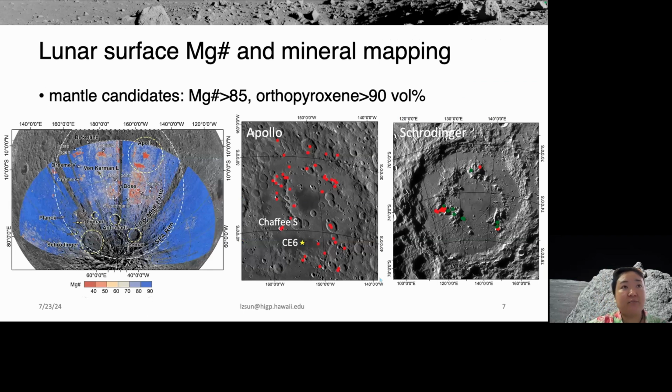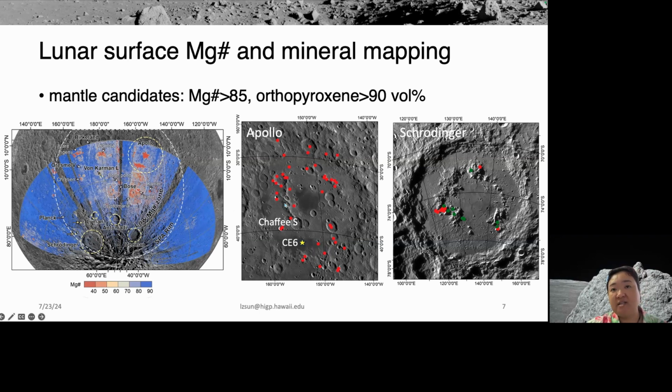So here are some results we used to map the lunar south pole. We derived this magnesium number map around the entire South Pole-Aitken. We can see that the Mare and Cryptomaria regions show much lower magnesium number values, whereas the rim and ejecta are much higher in magnesium number. We also identified areas containing orthopyroxenite, with magnesium number higher than 85, which might be mantle candidate materials exposed in the South Pole-Aitken.